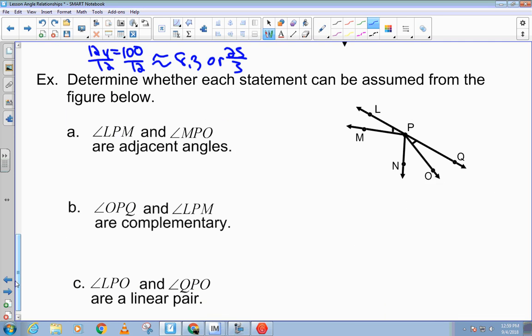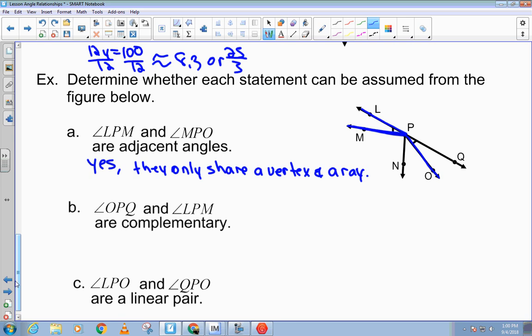Last one. Determine whether each statement can be assumed from the figure below. Angle LPM and angle MPO are adjacent angles. So LPM and MPO are adjacent angles. Yes, that's true, right? They share a vertex and a ray, correct? That's it. Okay, so I can say they only share a vertex and a ray.